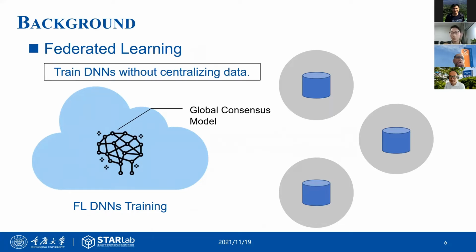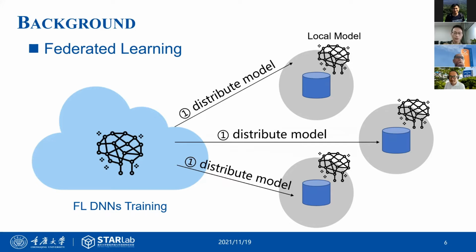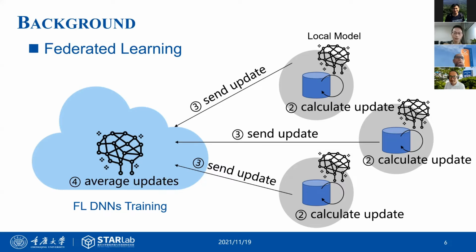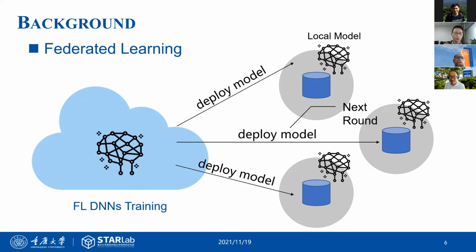Unlike the previous cloud-centric framework, the main idea of federated learning is training the neural networks without centralizing data. This is how federated learning works. First, the server sends the initial global model to all clients. Then each client performs several epochs of stochastic gradient descent based on their local training datasets. Once the local training is done, all clients send back the gradients. And finally, the server averages these gradients and updates the global model. We call the above process a communication round, and a complete federated learning training process needs multiple communication rounds.